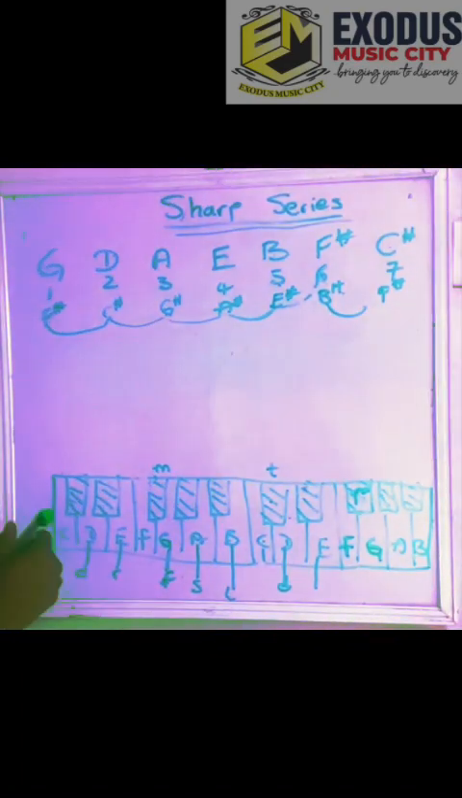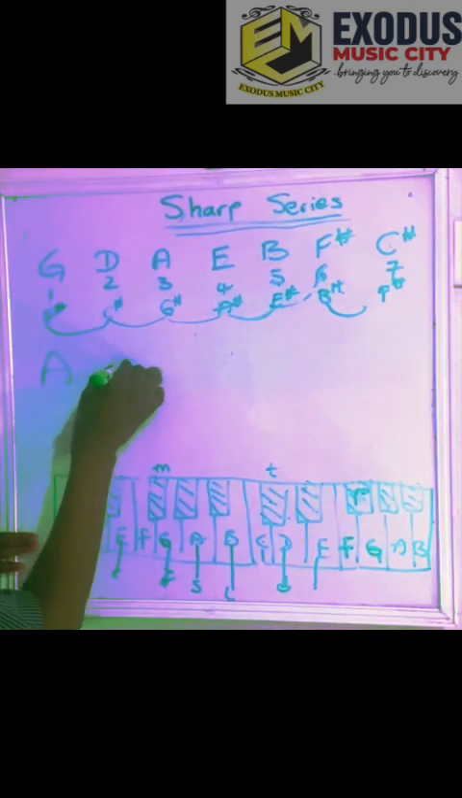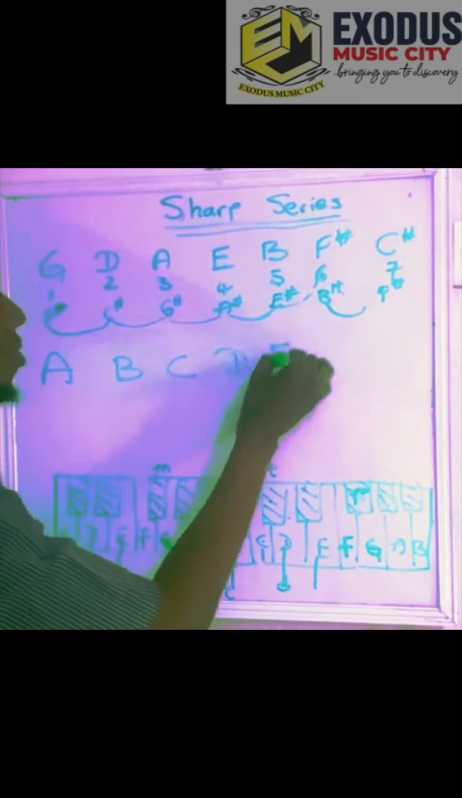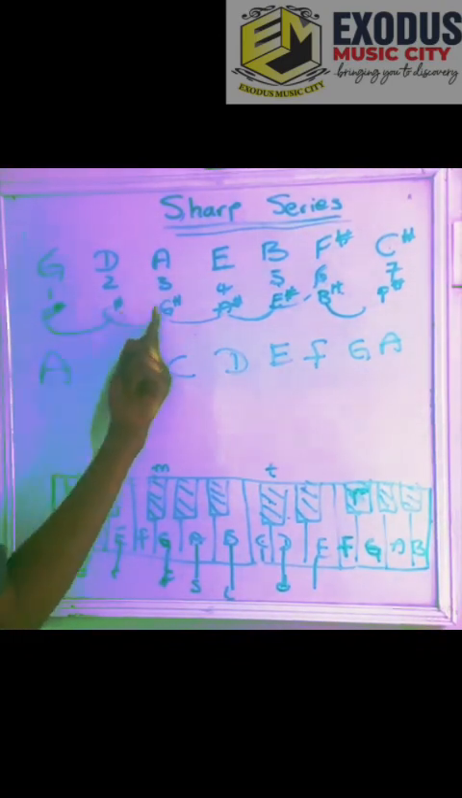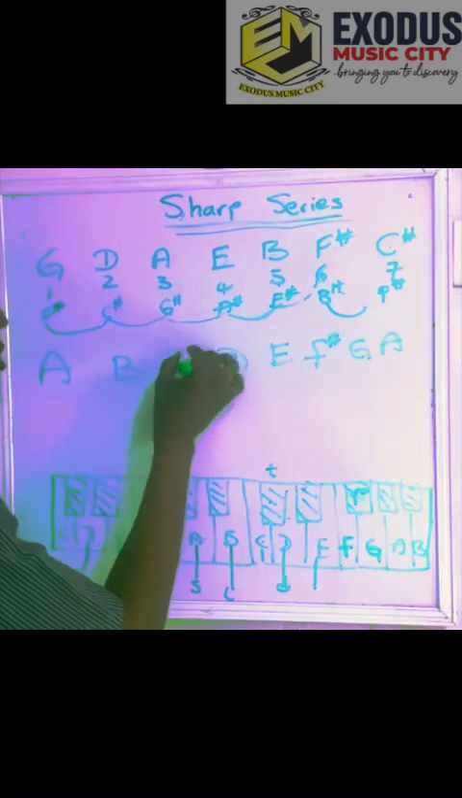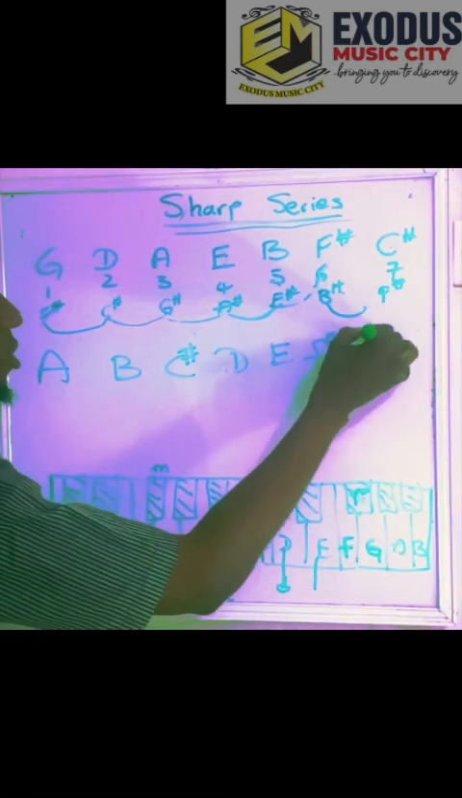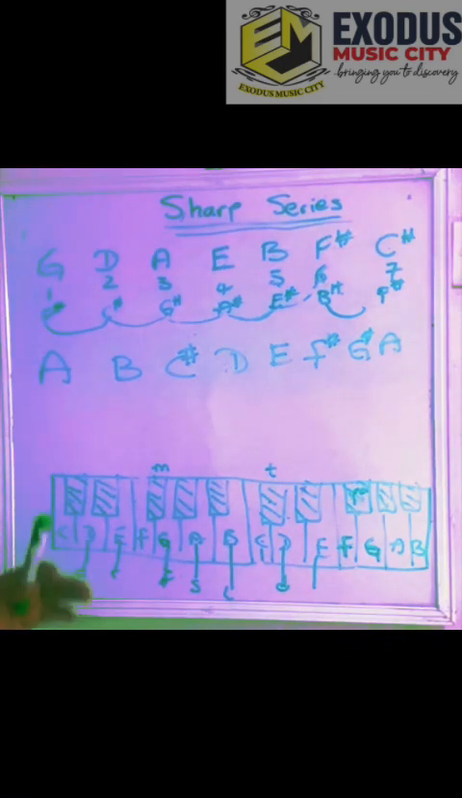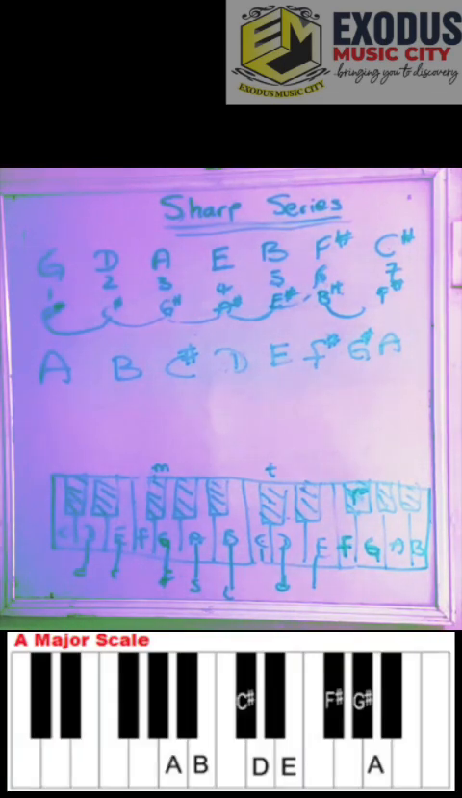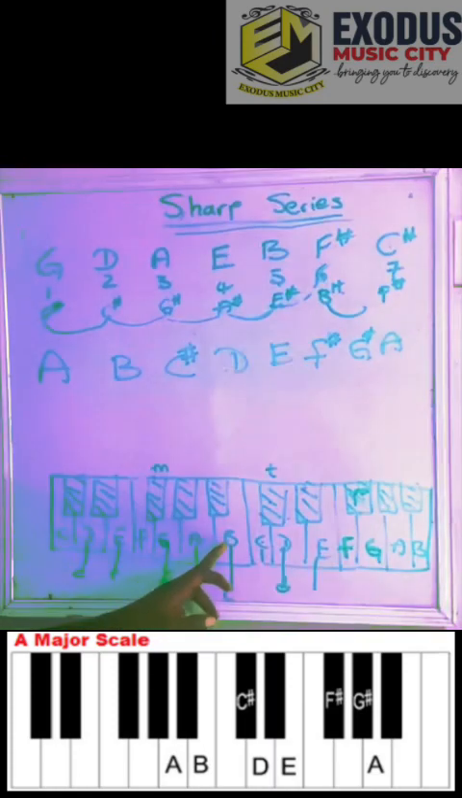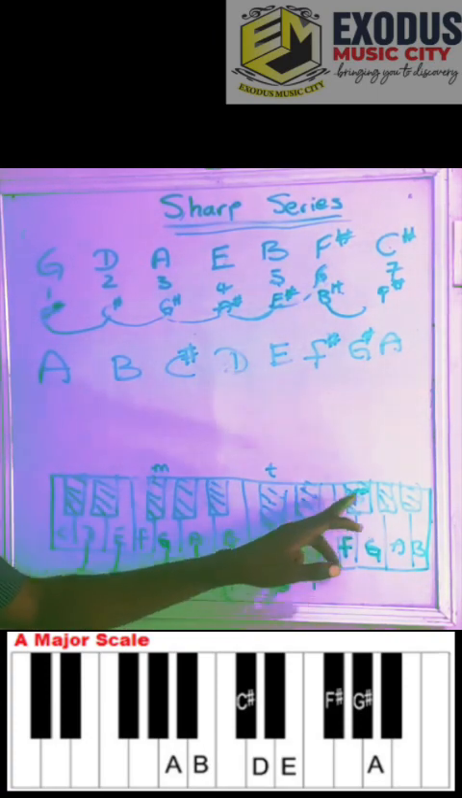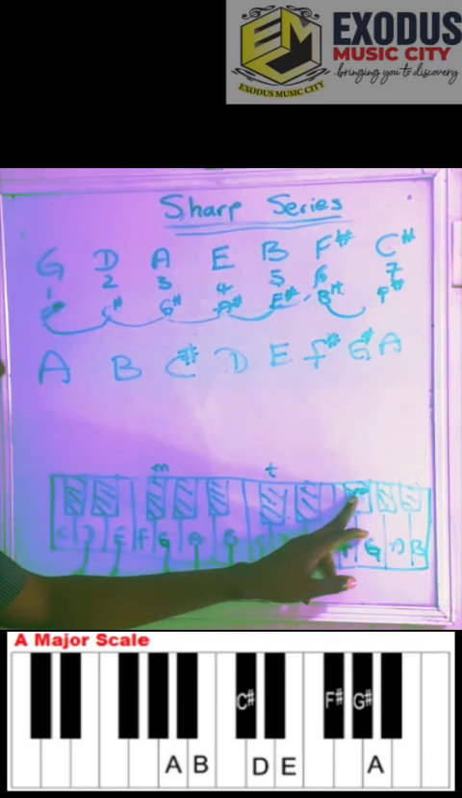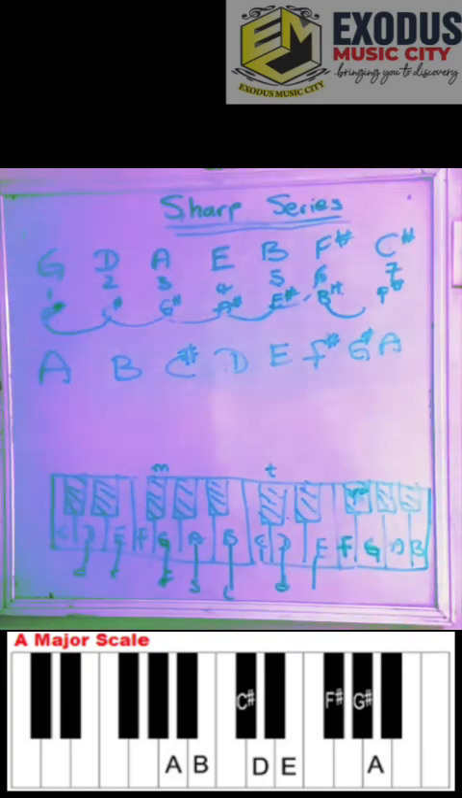Now let's construct the key of A. The key of A is what? A, B, C, D, E, F, G, and A. Key A has 3 sharps, which are F, C, and G. So put the F sharp, C sharp, and G sharp. Now let's put it on the keyboard. You can see the scale of A. You can see A, B, then C sharp, which is a black key because it is sharpened. Then D, E, F sharp, which is the black key, G sharp, and A. I hope you understand that.